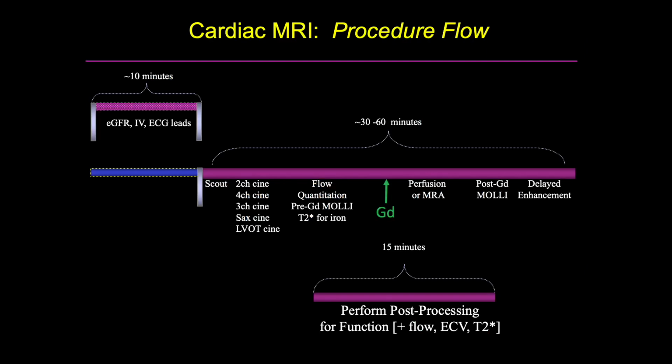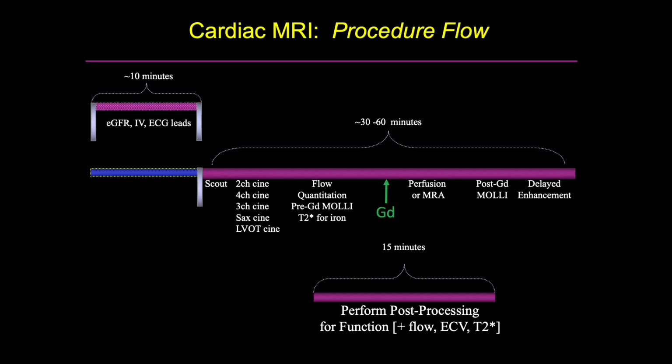Cardiac MRs can be rather time-consuming exams, and so we try to be as efficient as possible. We start out typically by doing an eGFR measurement through a finger stick to make sure that the patient's renal function is sufficient to give gadolinium, and gadolinium is given in almost all the exams. We have to start an IV, apply ECG leads, then once a patient's in the scanner, we do scout imaging, a series of cine images in various acquisition planes.